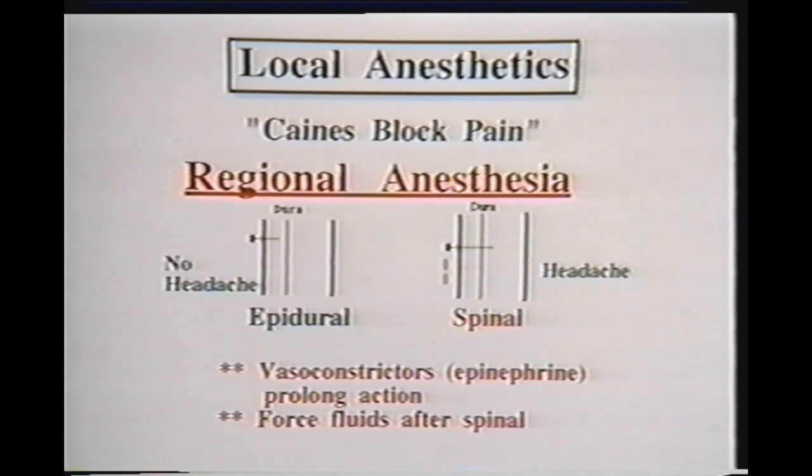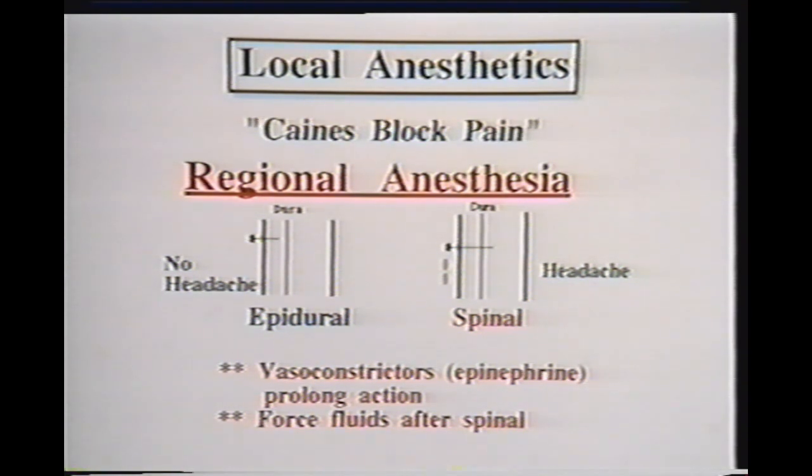Caines block pain. And you may see questions relating to this in the area of regional anesthesia. So we need to know that epidural anesthetics and spinal anesthetics both use caines as their active agent. The difference is that in epidural anesthetics we do not puncture the dura, and so there's little risk of spinal headache afterwards, whereas with spinal anesthetic the dura is punctured and there's a high risk of spinal headache, so we keep the patient flat afterwards.